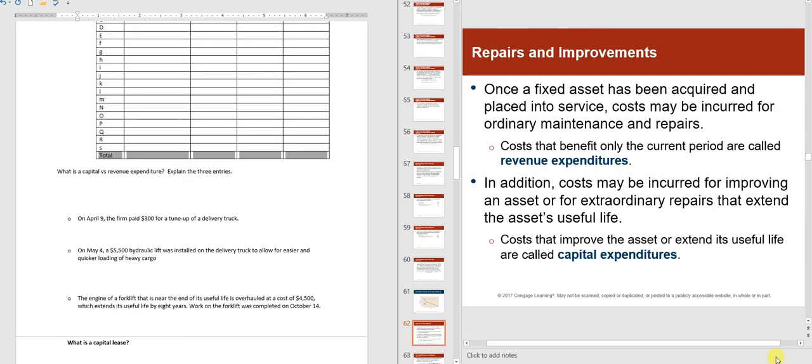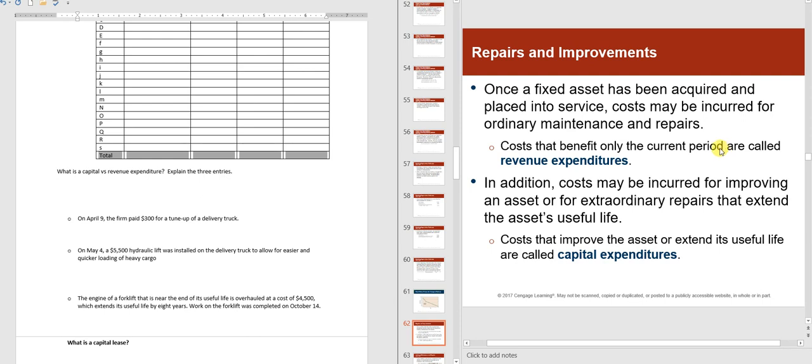Okay, so I've jumped forward quite a few slides. I guess we're on slide number 62. So what's a capital versus revenue expenditure? What are the three entries? So basically a revenue expenditure benefits the current period. Most of the time when you have a revenue expenditure, you would debit repair expense. There are other things that you can have, like advertising expense. You put your name on the side of the truck.